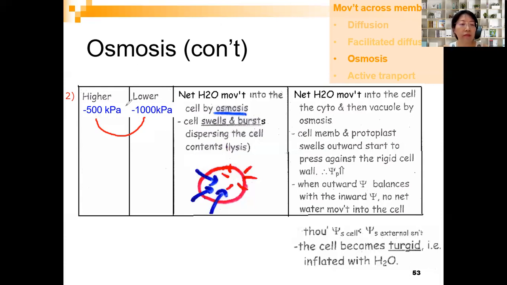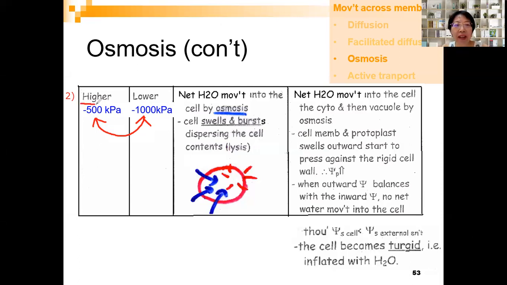Shannon. Is it lower? Teacher, can you repeat the question again? So when you read the reading, the value -500 kilopascal versus -1000 kilopascal, which reading is higher? The -500 kilopascal. Are you sure? Yeah.